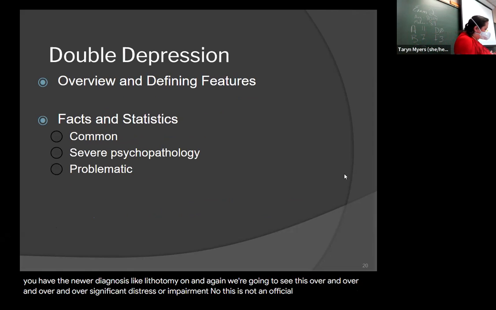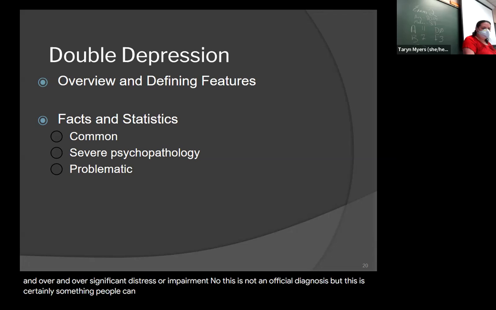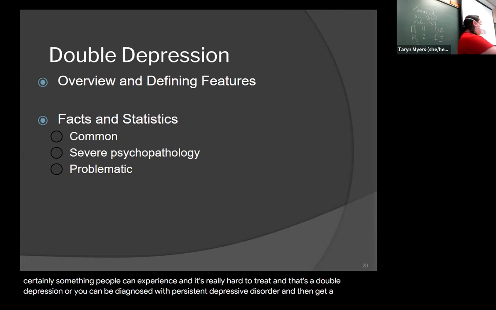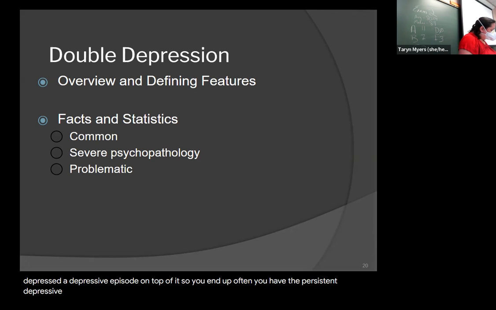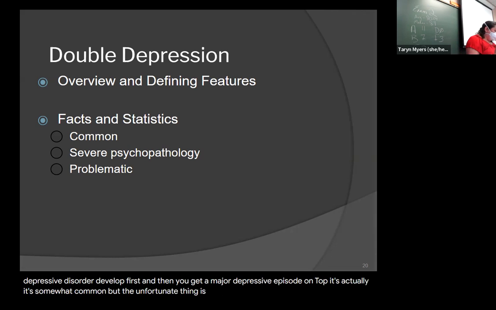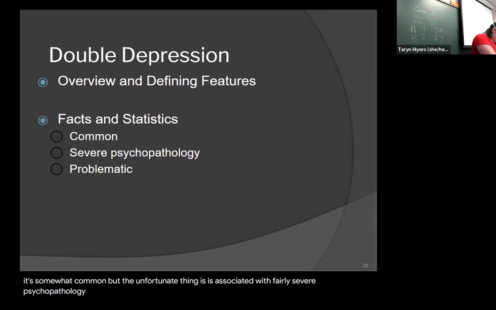Now, this is not an official diagnosis, but this is certainly something people can experience and is really hard to treat, and that's double depression, where you can be diagnosed with persistent depressive disorder and then get a full-blown depressive episode on top of it. Often you have the persistent depressive disorder develop first, and then you get a major depressive episode on top. It's somewhat common. But the unfortunate thing is it's associated with fairly severe psychopathology, and it means it's also not going to respond that well to treatment. So this can be really problematic.